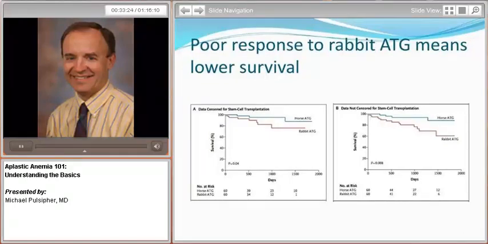This is a group of patients where if you had a transplant, you were taken off. Usually it's the patients who fail who are taken off, so these patients tend to do very well. But even in that circumstance, the horse patients survived more often than those with rabbit ATG. If you had those who had to undergo transplant because they failed, and some of those, of course, will be very sick by the time they get to transplant, there's an even bigger advantage for horse ATG compared to rabbit ATG.